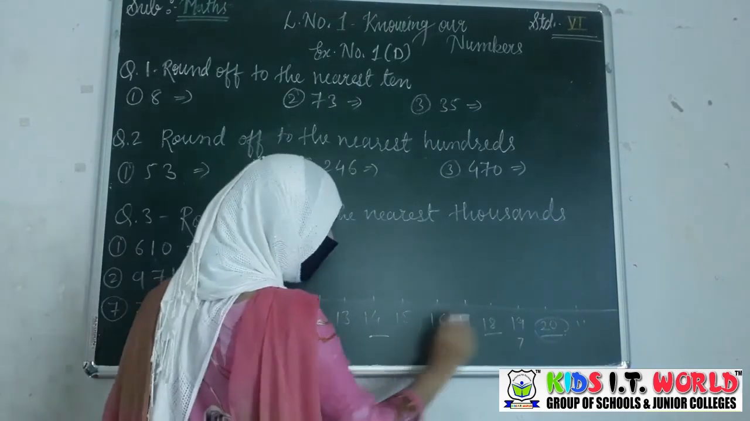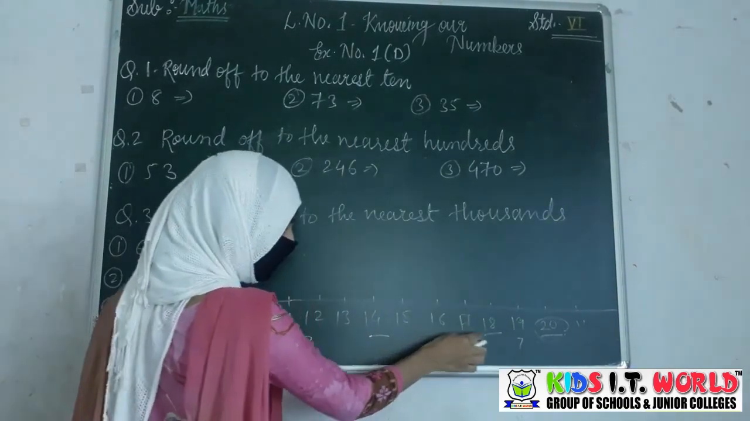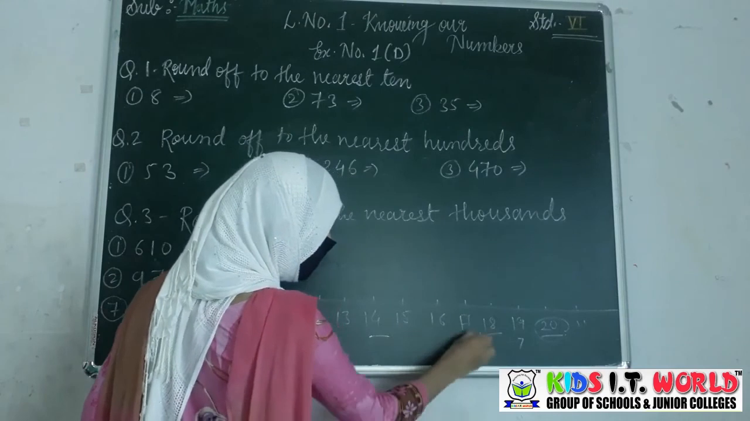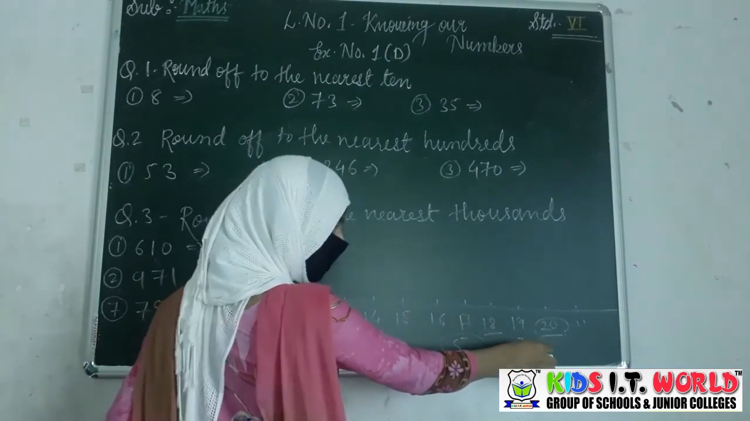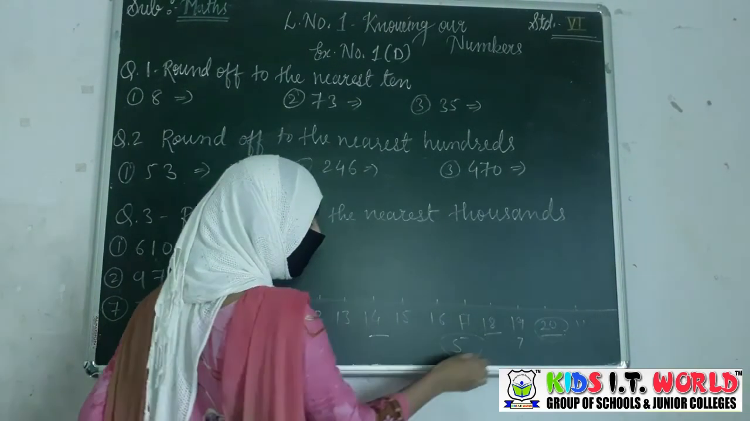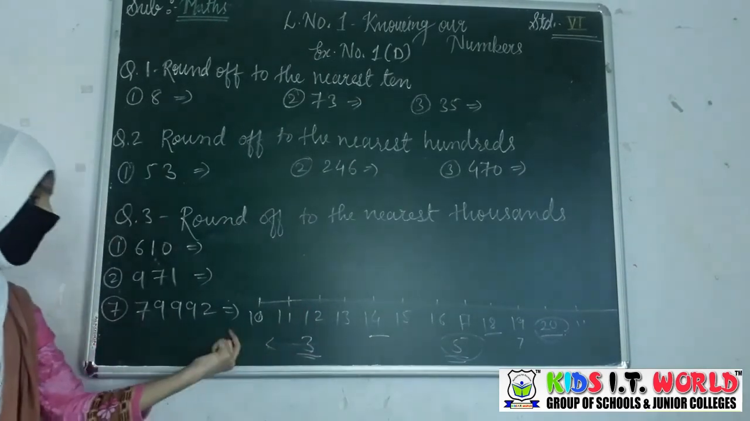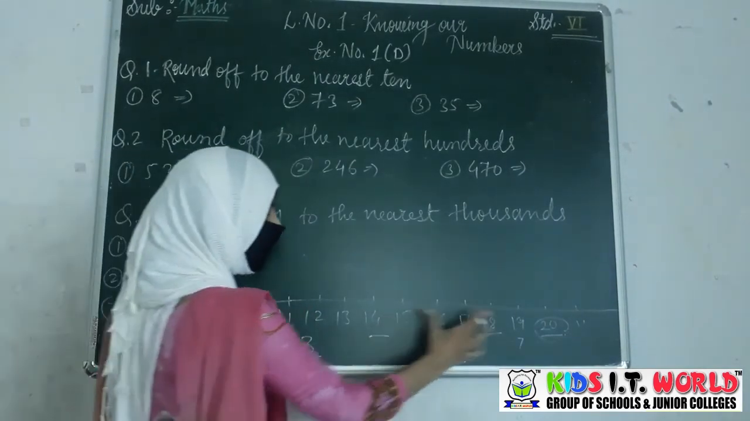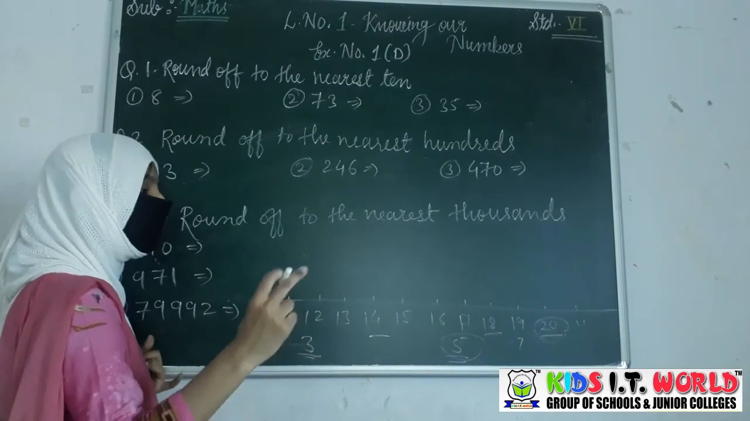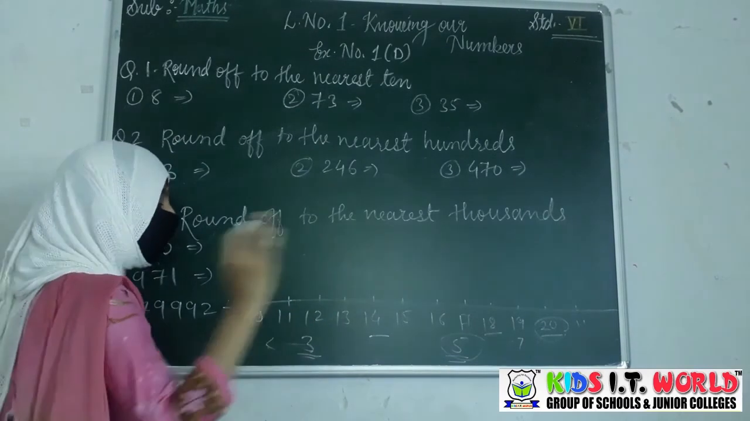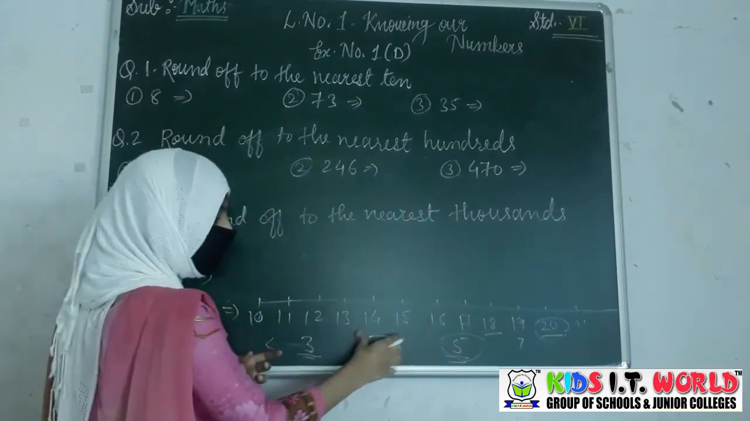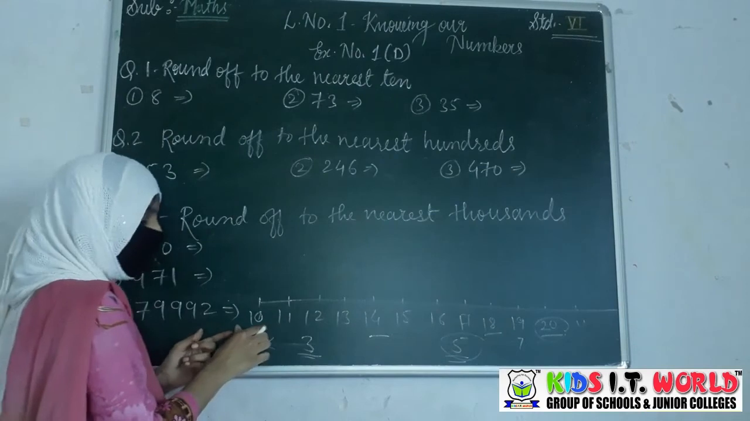And from 14 to 20, it is 1, 2, 3, 4, 5. So the difference nearest to 20 will be 5. So 14 is nearest to 10. See, 14 is close to which number of tens? Tens means 10, 20, 30, 40, 50, 60 and till 90. So here 14 is nearest to 20 or 10. How will you find?